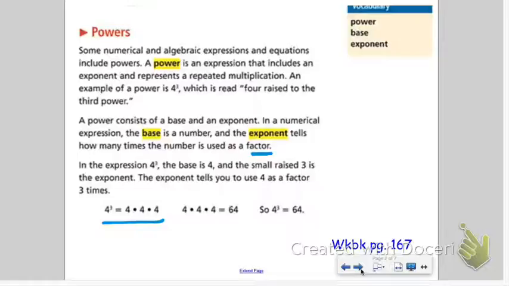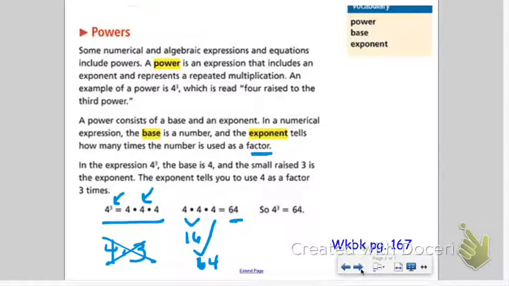Well, I want 4 to be the factor. I want 4 to be the number that I multiply. And I want it to be a factor 3 times, which means I need to do 4 times 4 times 4. That is not 4 times 3. That is 4 times 4 times 4, 4 as a factor 3 times. And when you actually multiply it out, 4 times 4 is 16. 16 times 4, that's going to give you the 64 here. So 4 to the third power is 64. That's very different than 4 times 3, right?